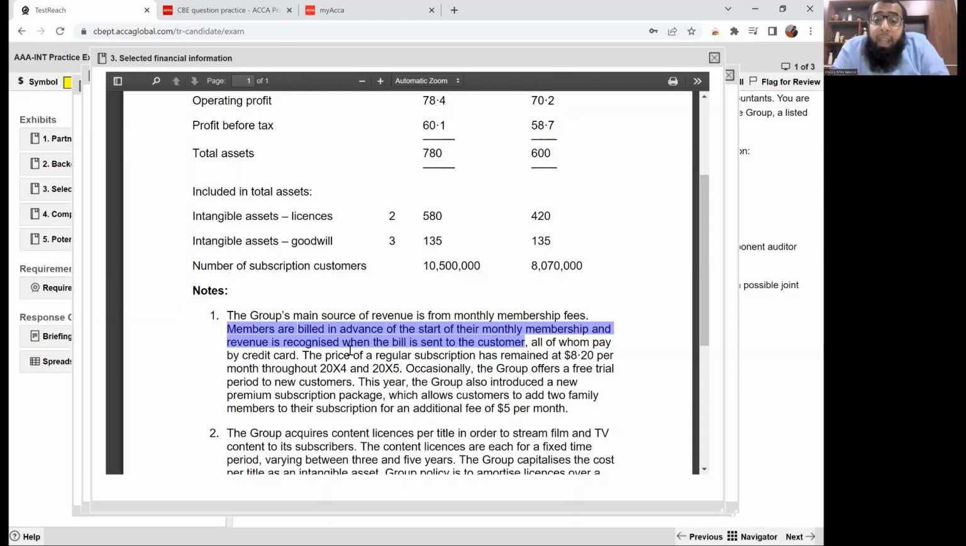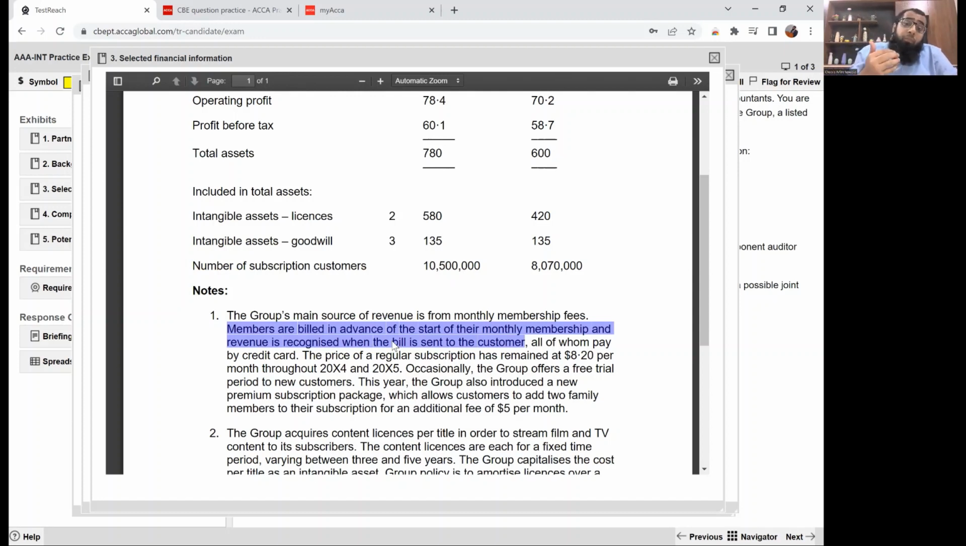Now, here there is an error. We bill the customers in advance, and we book the revenue when we send the bill. This is wrong. As per IFRS 15, revenue can only be recognized when the performance obligation is performed. The obligation is not performed at the start of the month. It is performed at the end of the month, when you give the service for the entire month. So recognizing the revenue at the start of the month is not right, first thing.